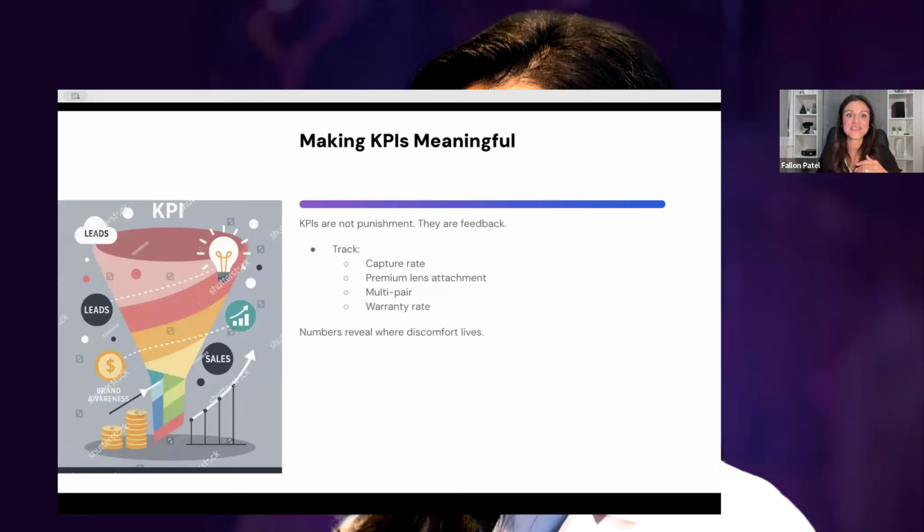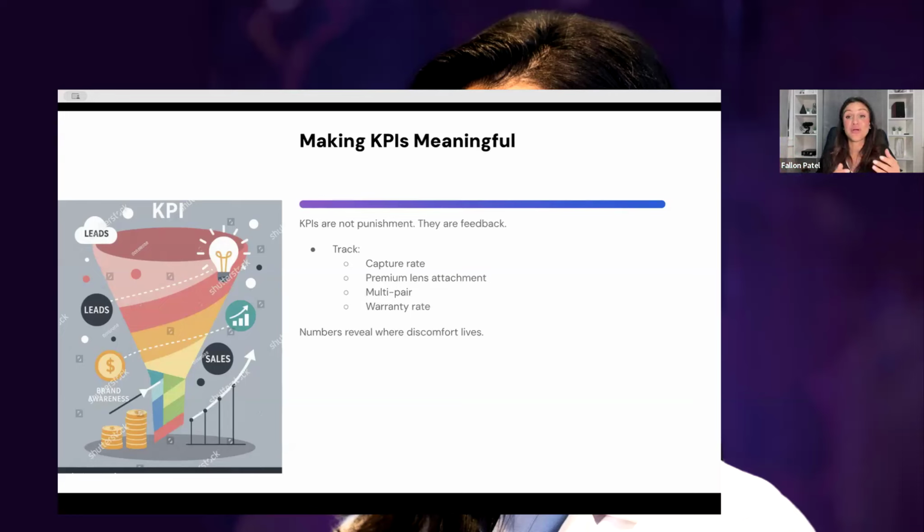So KPIs are not punishment. Everyone gets kind of upset when there's numbers and metrics and they're held accountable to a spreadsheet. Really, they're just feedback and it's data. And really, we can't run a business on guessing, on intuition. At the end of the day, we need data, and we have to be able to improve on some metrics to be able to know where we're going.